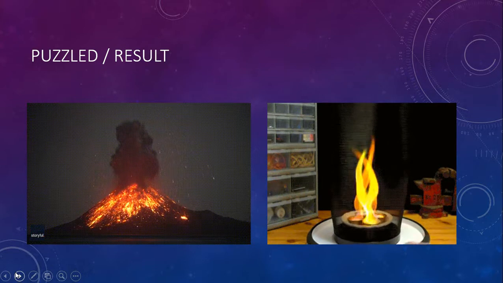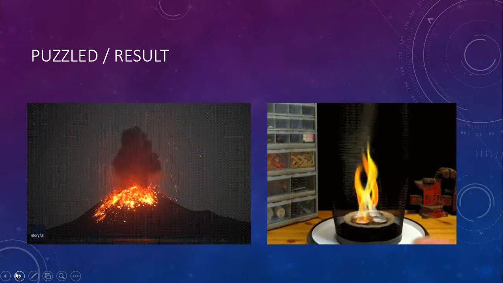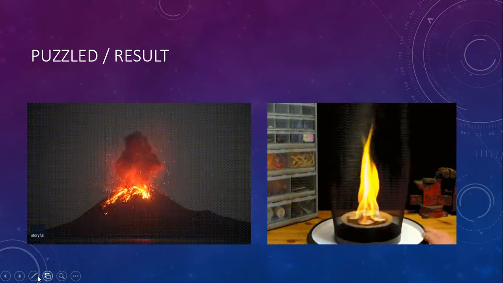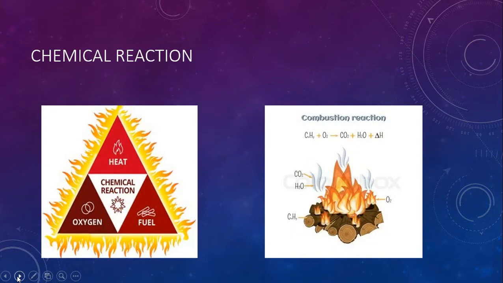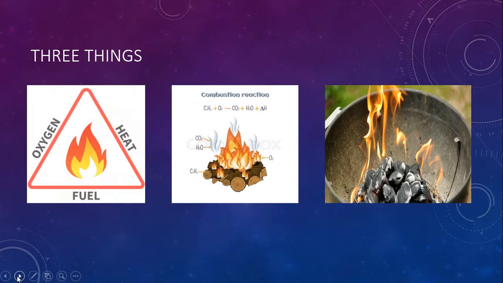Now, three things are needed to make fire: fuel, oxygen and heat. Wood, coal, cooking gas and petrol are some examples of fuel. Oxygen comes from the air. That is why when you blow on a smoldering paper, it often bursts into flame. The third thing needed to make fire is heat.